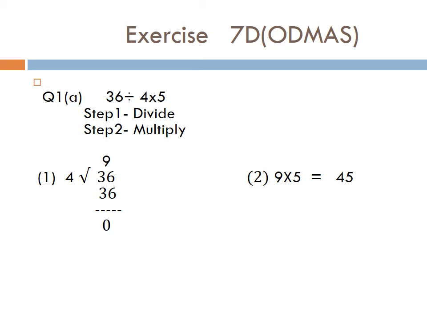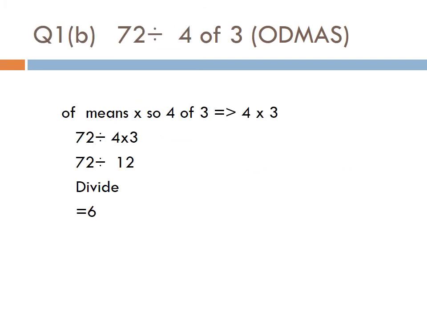36 divided by 4. Count the table of 4. 4 nines are 36. 9 will come. Put the multiplication sign and the rest number is 5. 9 fives are 45 is the answer.